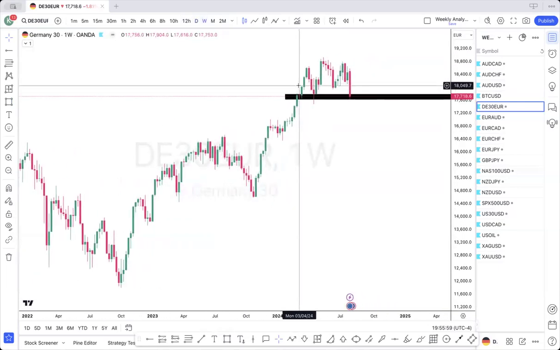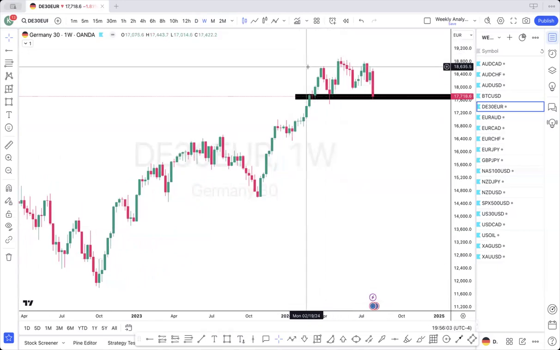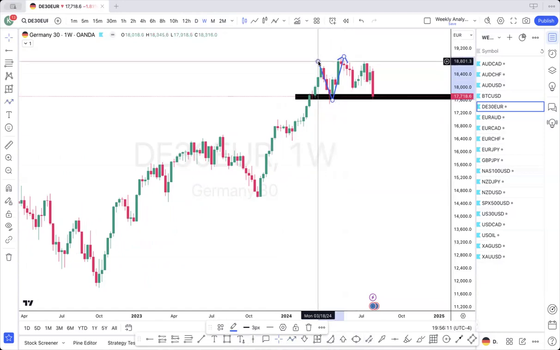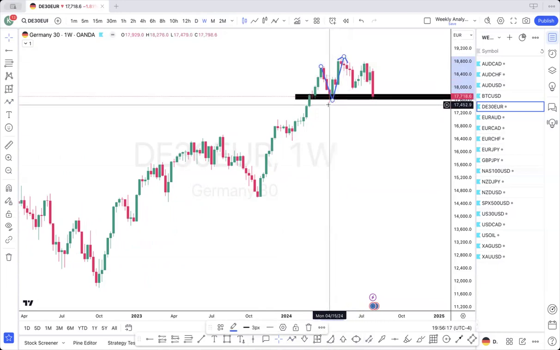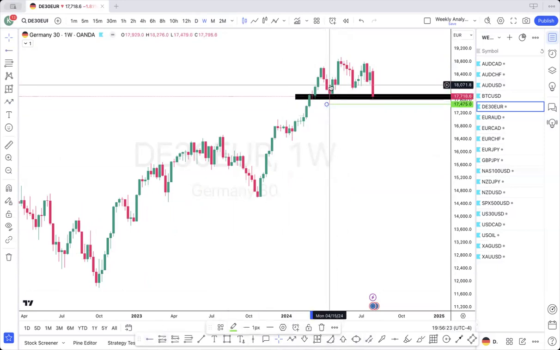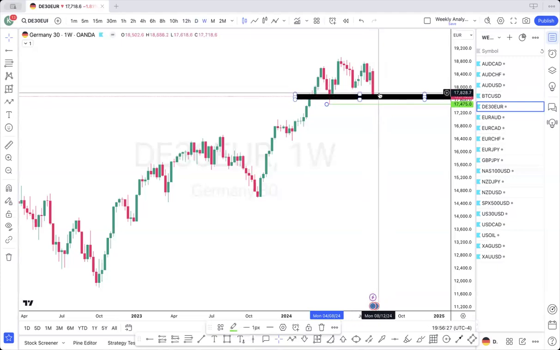Okay, so based off market structure, price broke this high here. So this is our last swing. Okay, this is our last swing here. So price has not broken this low yet, right? Price has not broken this low yet. It has pulled back to the zone, the key level zone.